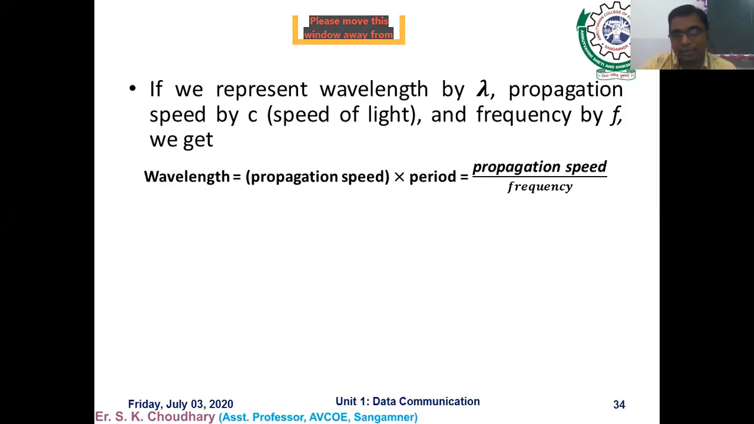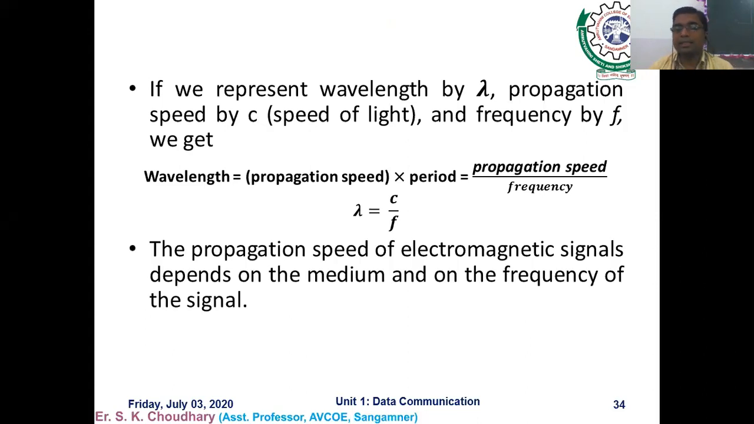C by f, yes. C is here the propagation speed and f is the frequency, or either you can say c into T, time period. Because frequency and time period are inversely proportional to each other. The propagation speed of the electromagnetic signal depends upon the medium and on the frequency of the signal.